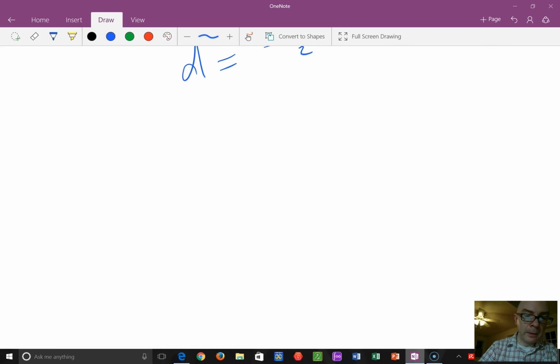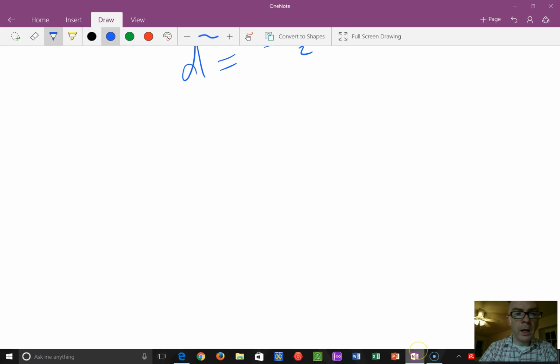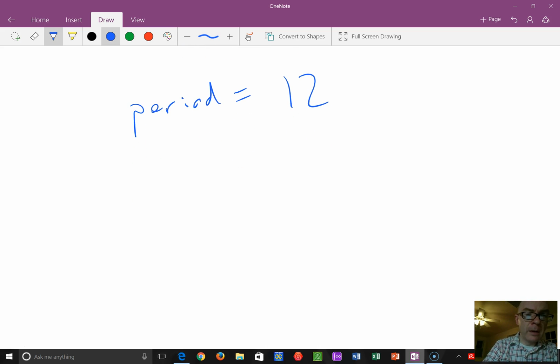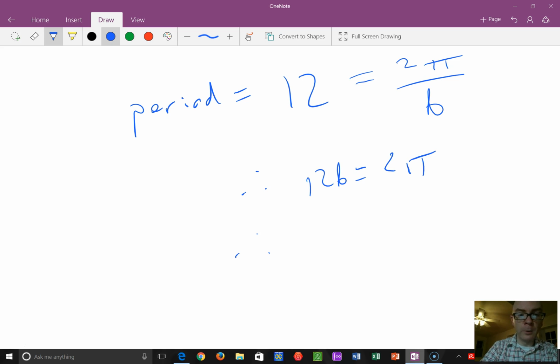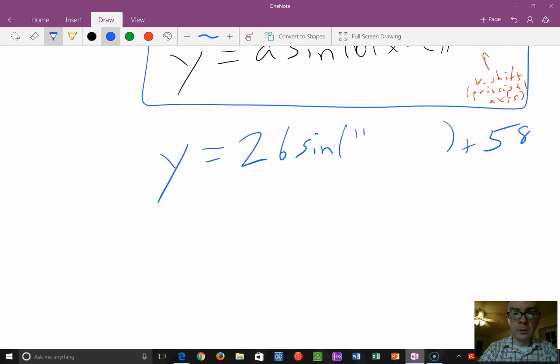All right, now let's look at B. B is talking about the length of the period. And check it out, I've got a whole year of 12 months. So I know that my period is going to equal 12 months, or 12 units. I also know that my period is going to equal 2 pi over b. And if 12 equals 2 pi over b, then we know that 12b is going to equal 2 pi, and therefore b is equal to 2 pi over 12, which is just pi over 6. There we go.